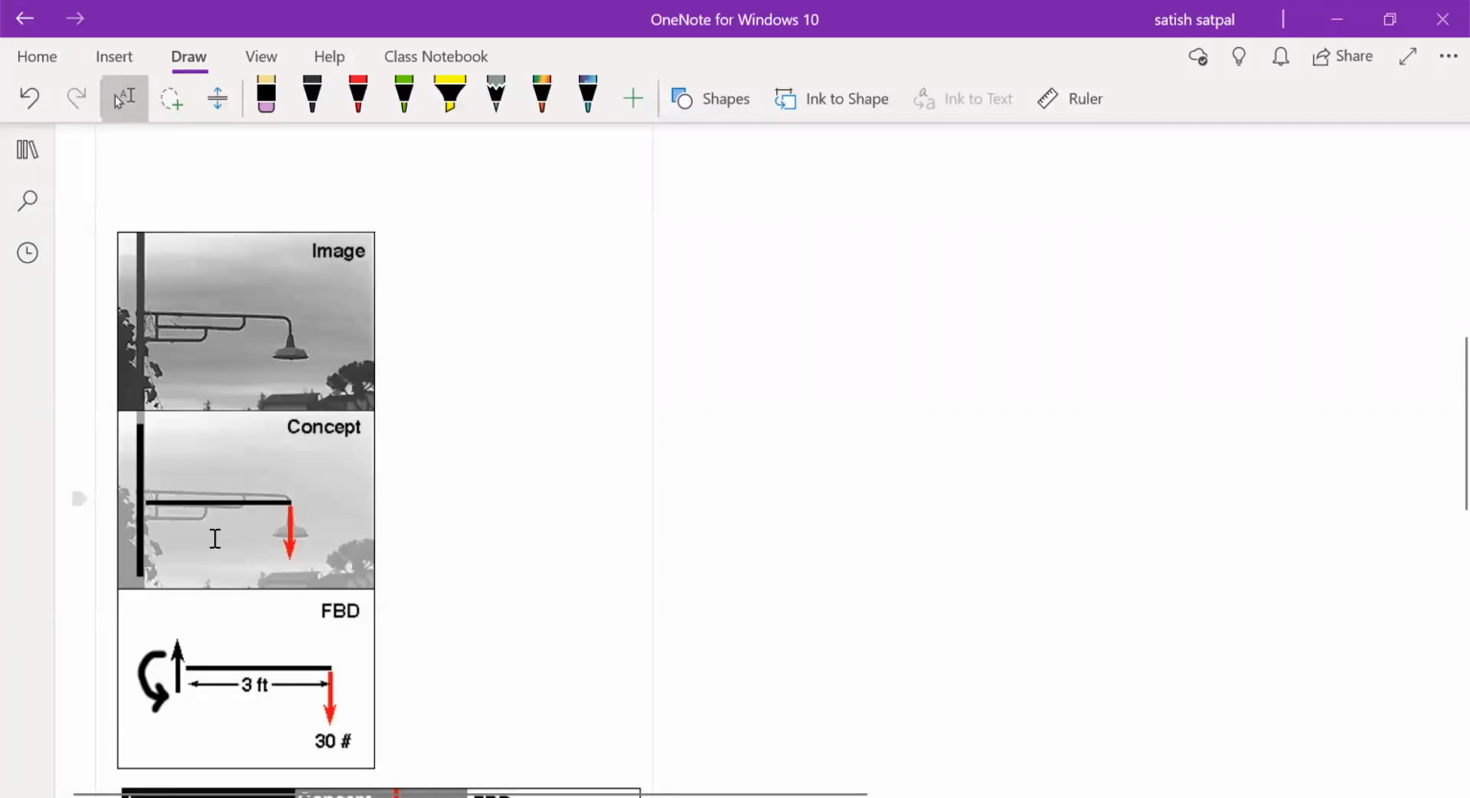Okay, now understand one thing here. These reactions that are here, what are they generated by? By this load, correct? If there is no load, will those reactions be generated? No. Okay. These reactions, this moment and this vertical reaction, are generated because of this load which is indicated by the red arrow, correct?